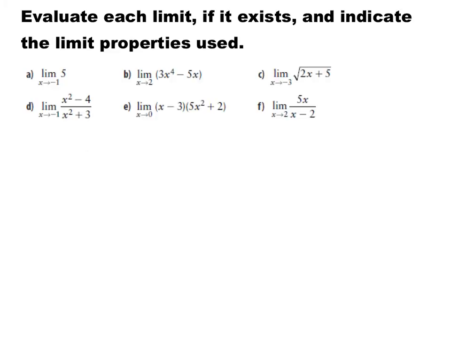The first example says evaluate each limit if it exists and indicate the limit properties used. The first example is a, which is the limit as x goes to -1 of 5. Since 5 is a constant, the limit is always the constant, so the limit is 5.